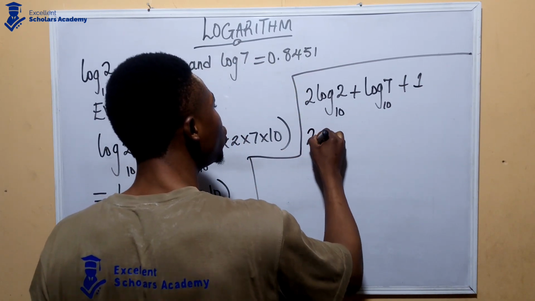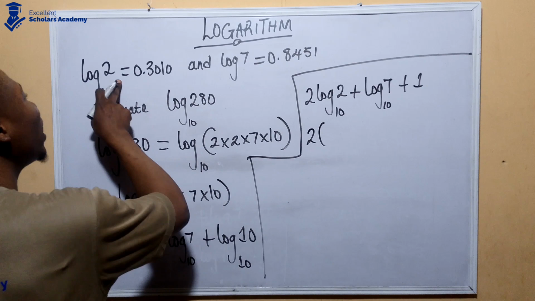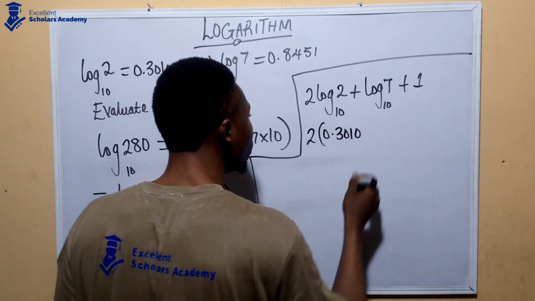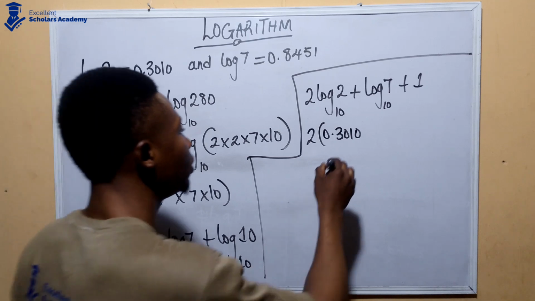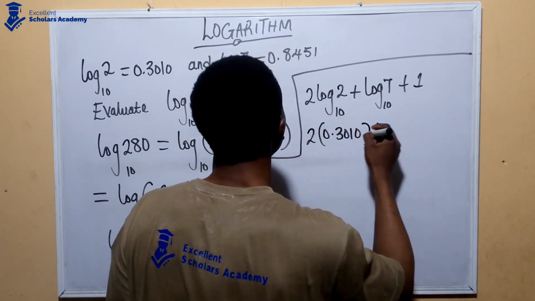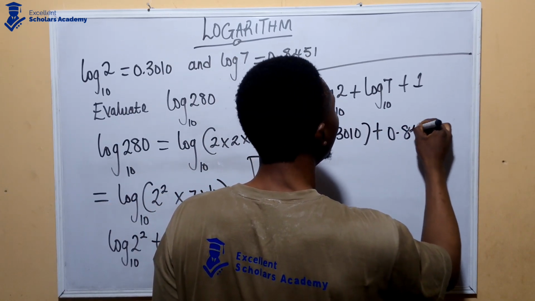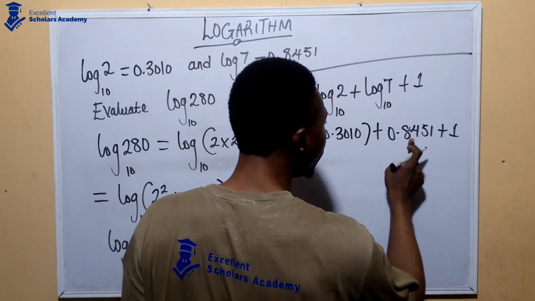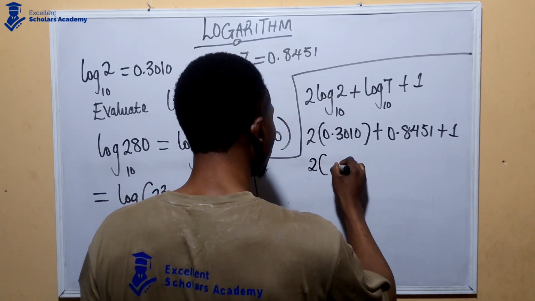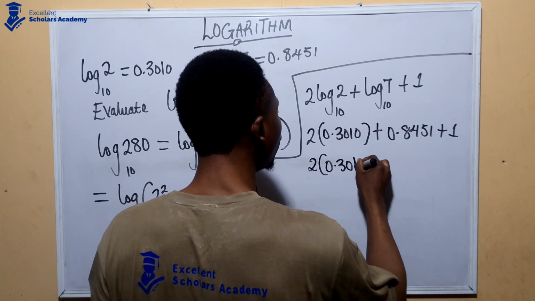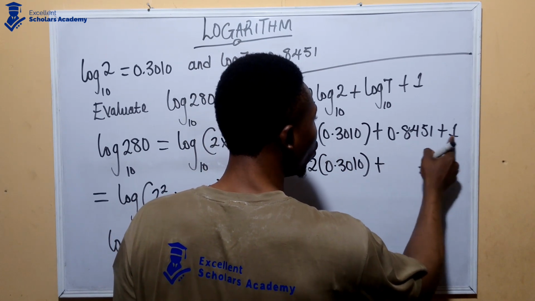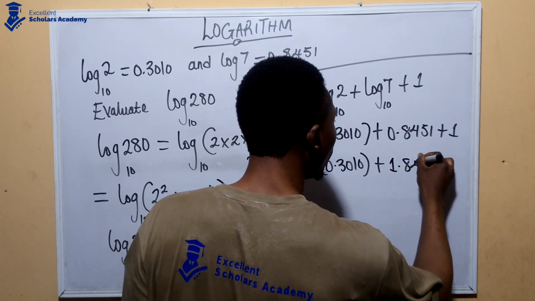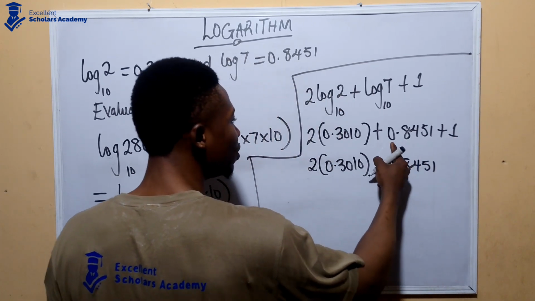Right, now this becomes 2 multiplied by, because we are given log 2 base 10 already, 0.3010, plus log 7, which is 0.8451, plus 1. Now of course this is still going to be 2 multiplied by 0.3010, plus 1 added to 0.8451, which is going to give us 1.8451.